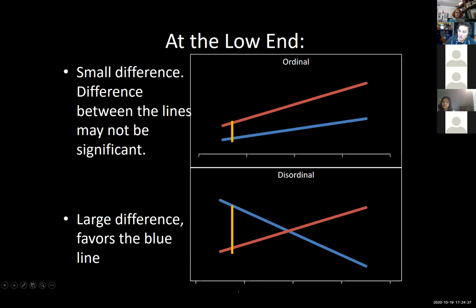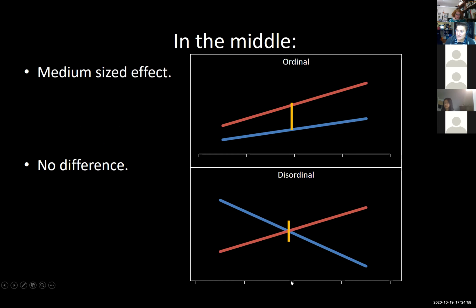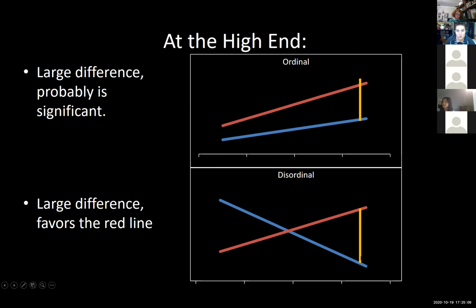Because if you're centered here at 0, you're seeing a small difference between your 2 groups or your 2 lines, which may or may not be significantly different from 0. Here you're seeing a large difference that's favoring the blue. But if this was your 0 point here, you would see that there's no difference here, but there would be a medium size effect if you had an interaction that looked like this. And then here you would see the opposite of what you saw before. So now we're favoring the red, and here you have a much bigger difference.